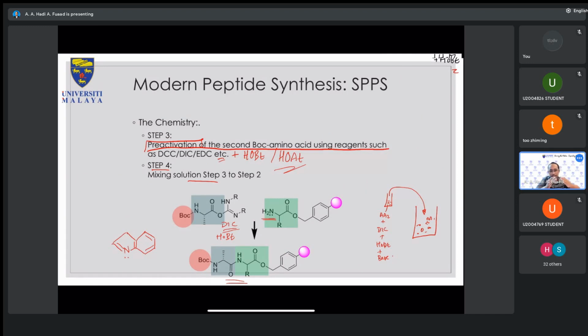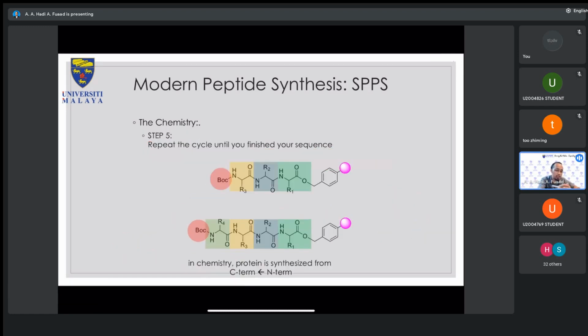So that's why step number 3 and step number 4 are split into 2, because you don't do it in situ. In situ means you are actually doing everything there, but this one you are doing in 2 separate vessels before you actually mix them together. Okay, so once you have mixed them together, you get your second amino acid coupled to it, and you repeat the cycle. You keep on repeating, removing the Boc protecting group again, pre-activating, and then mixing them together again. So you just repeat it until at one point you manage to get all the sequence that you want.